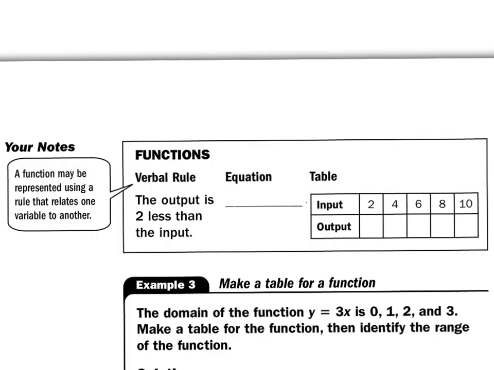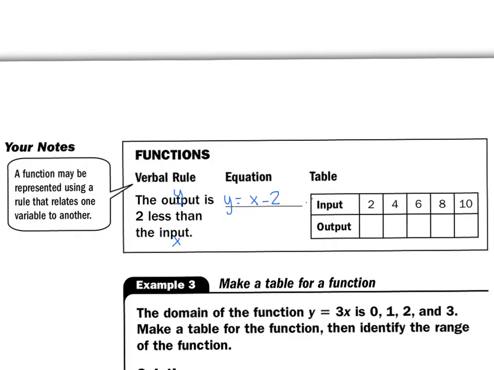Our next box is talking about what functions are. We're relating verbal rules to equations to tables. Off to the side it says a function may be represented using a rule that relates one variable to another. So here is our rule. The output is 2 less than the input. Okay? Our output is going to refer to the y, and the input is going to refer to the x. So the output is y equals 2 less than the input. That's x minus 2.